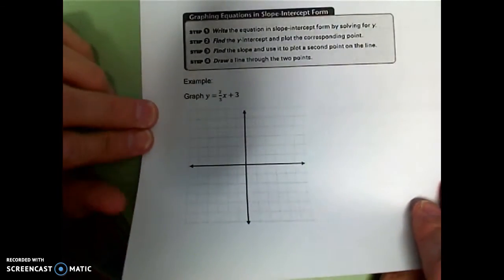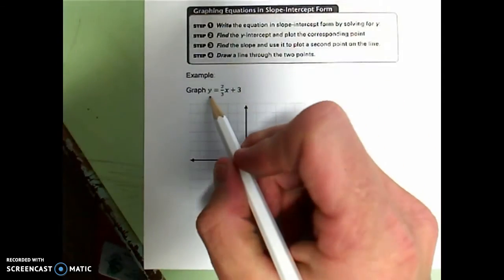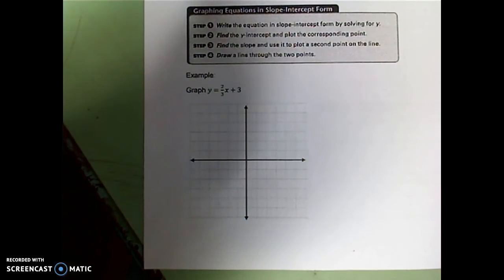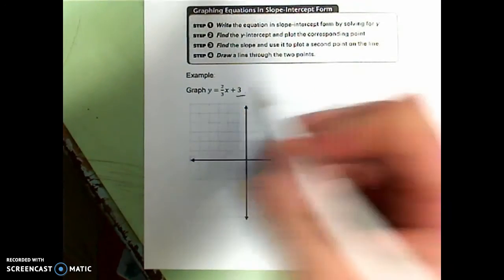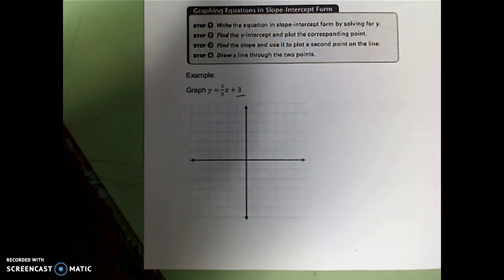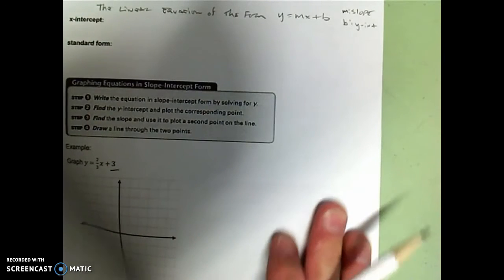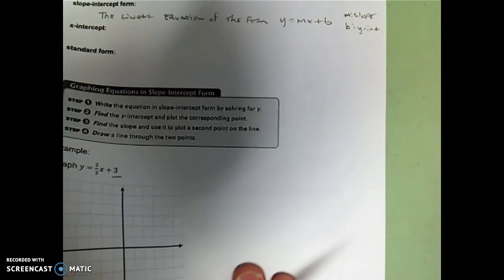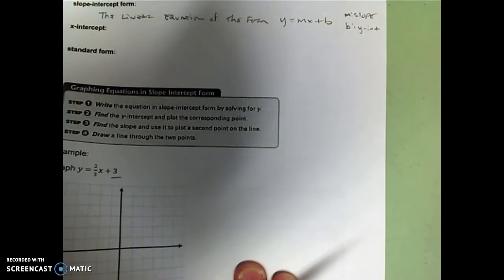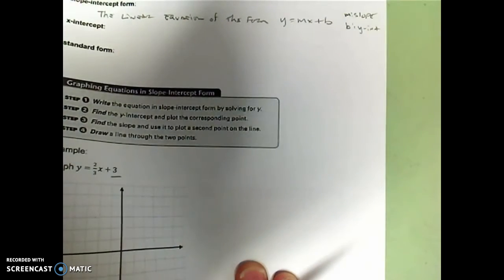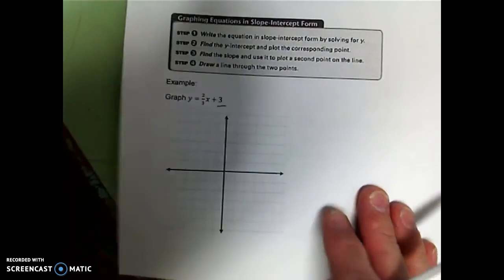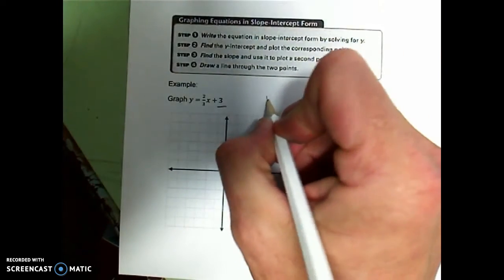Let's look at an example of how we would use that. In order to graph the line y equals 2/3 x plus 3, the first thing we need to do is identify which of these is our y-intercept and to identify the slope number. What we saw from our definition above, in the form y equals mx plus b, y equals some number times x plus a number, the y-intercept is that constant, the number by itself with no variable part. In this example, that's 3.